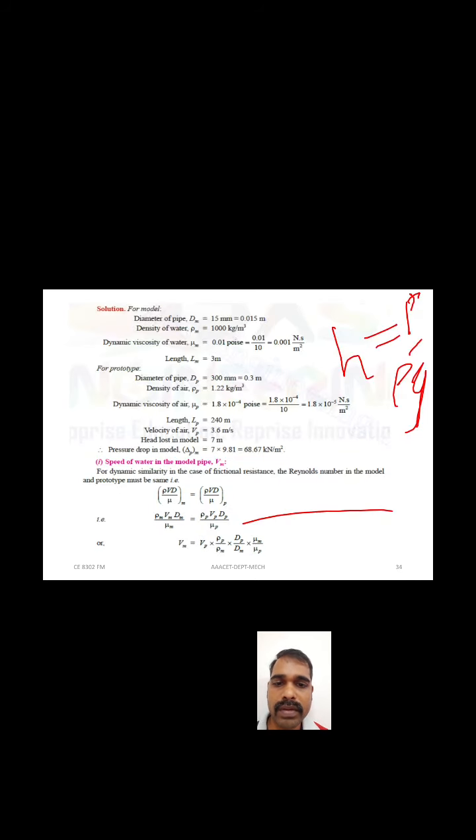Then the speed of water in the model pipe. So definitely this is fluid flow, so we need to use the Reynolds model law. The formula is known: rho V d by mu of model equal to rho V d by mu of prototype. You expand it, and from that we can easily find out the velocity of the model, that is 4.88 meter per second.